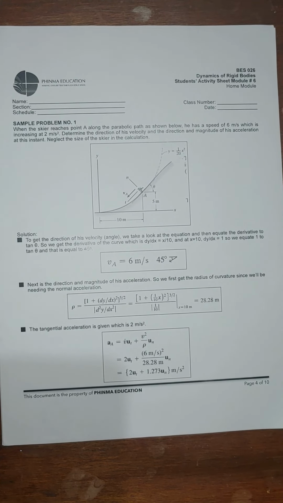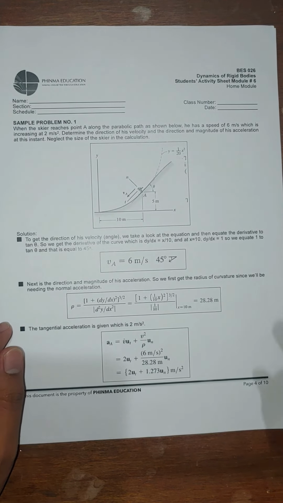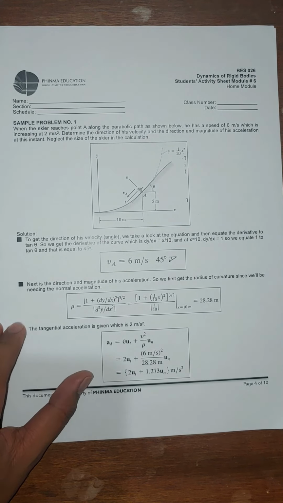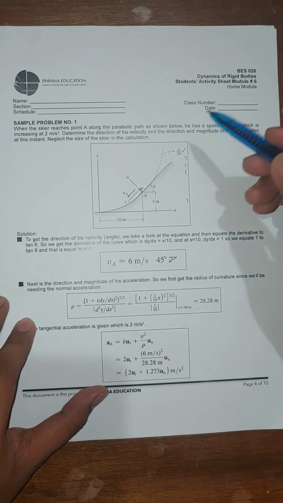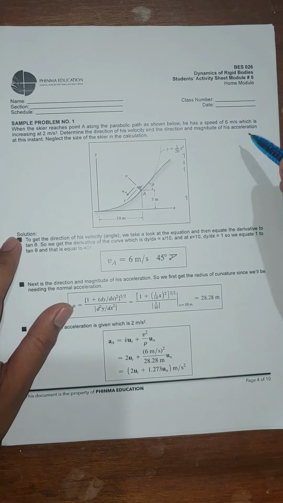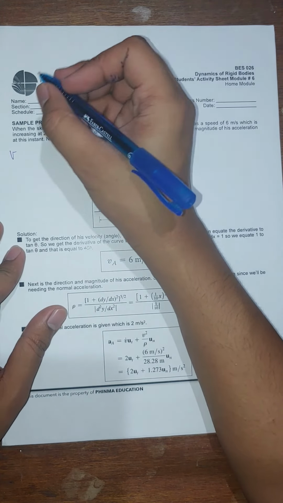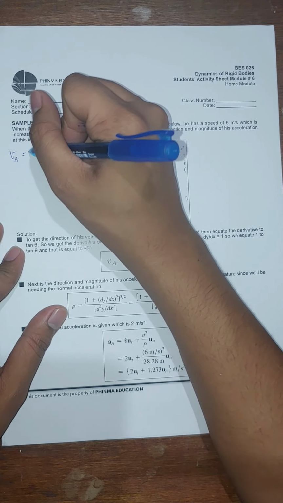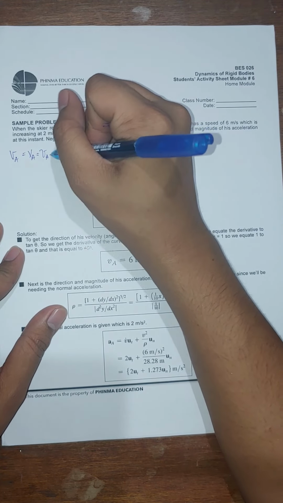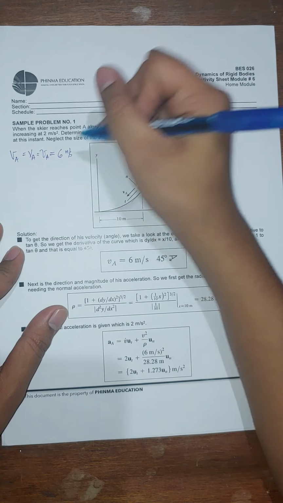So, how do we solve this? What is given in the problem? First, he has a speed of 6 meters per second. In the diagram we have the velocity at point A. This speed is the given v sub A, which is equal to 6 meters per second.